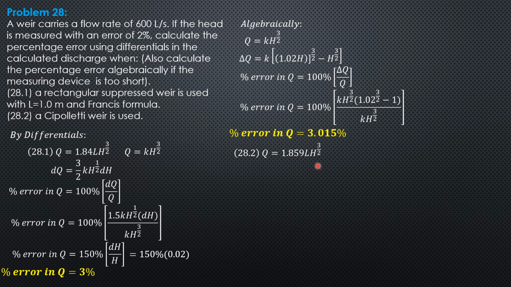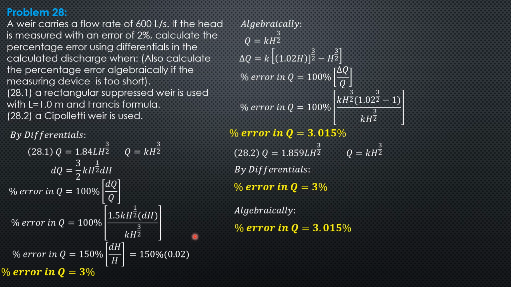1.859 L H to the 3 halves. So since 1.859 and L are constants, we can combine and write it as K H to the 3 halves. Since the formula is the same as that of the rectangular suppressed weir, the percent error in Q by differentials would be the same. So we will not go over the differentiation because it's the same. Same is true with the algebraic way because the formula is the same. So that's it for this problem.